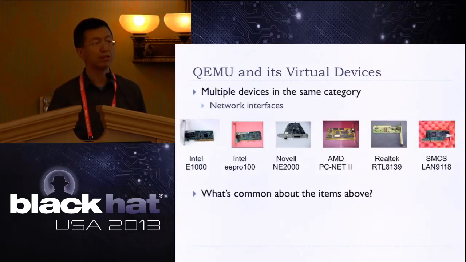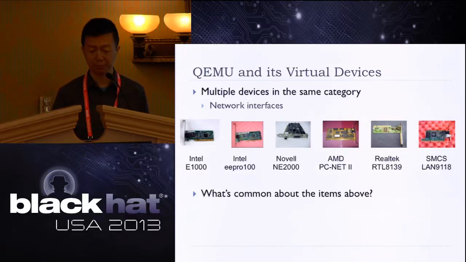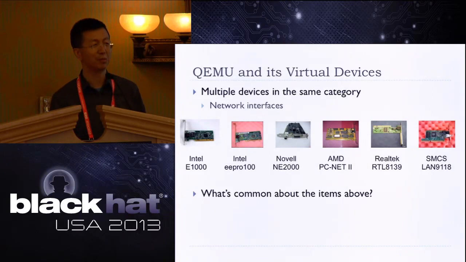Even within the same type of device, you might have different instances of devices. Here I list the example of the virtual network interface in QEMU. You see I have Intel E1000, ePro 100, and E2000. You even have the Realtek 8139. I want to pause a bit here and ask the audience whether you notice any common characteristics of these pictures and items.